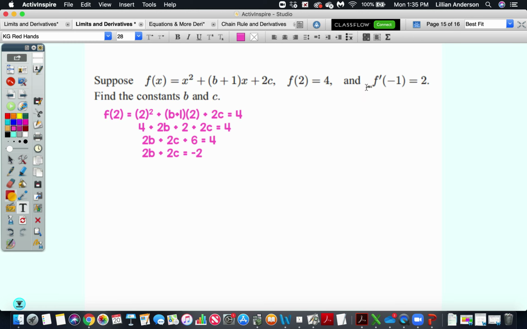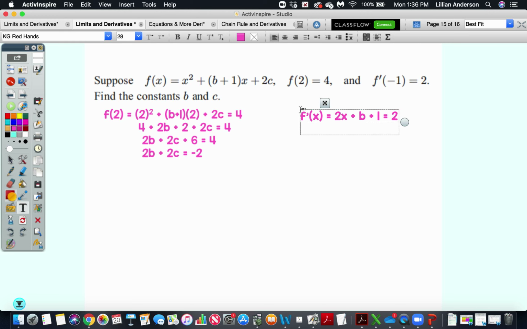Now this other part, this part that says that f prime of negative 1 is equal to 2, remember that f prime notation means the derivative. So you were wanting to take the derivative of the original function and set it equal to 2. So the derivative of x squared is 2x. The next part, b plus 1 times x, remember b plus 1 is a constant. A constant times x, when you take the derivative, just leaves you with the constant. So you should have just had b plus 1. And then 2c, well, c is a constant, and a constant times a constant is a constant, which will give you 0 when you take the derivative of it. So all that was going to be equal to 2.